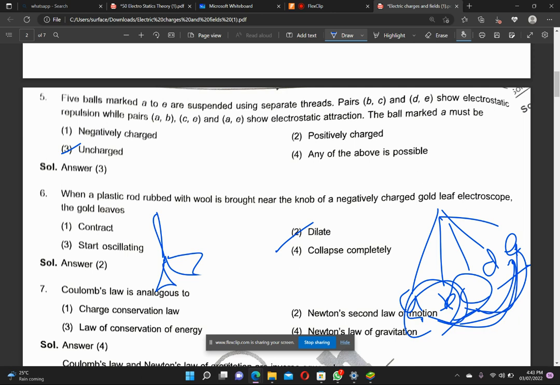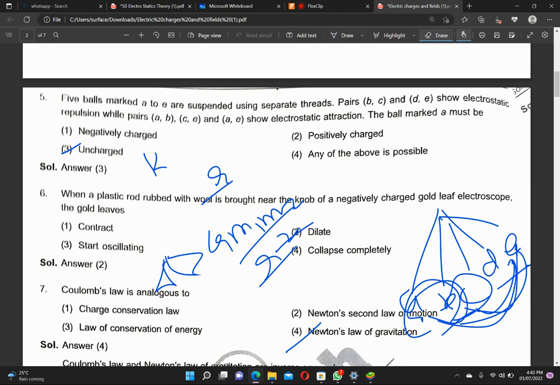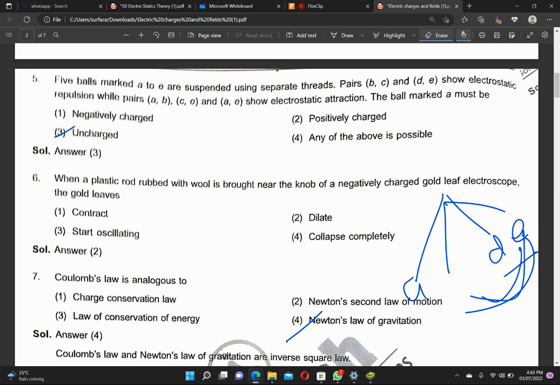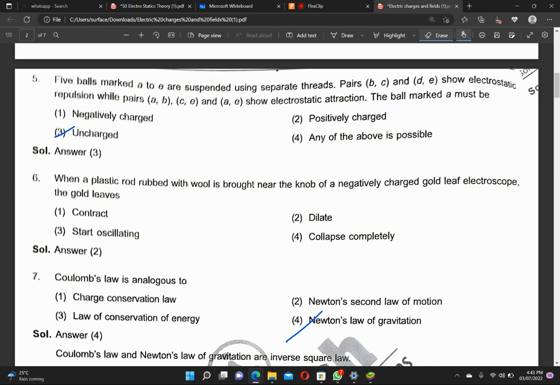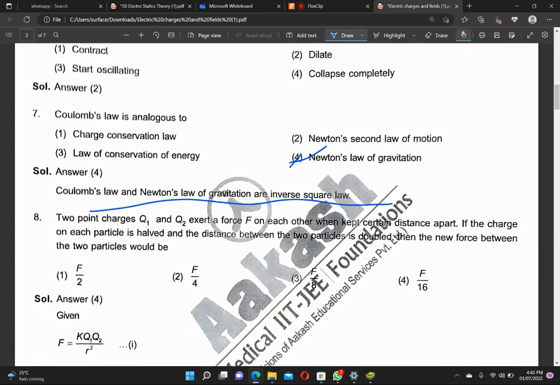Coulomb's law is analogous to Newton's law of gravitation. So what is Coulomb's law? It's nothing but Q1 Q2 by R square. And what is Newton's law of gravitation? G m1 m2 by R square. So both are inversely proportional to the square of the distance. So here you go with the option: it is C. Coulomb's law and Newton's law of gravitation are inverse square laws.